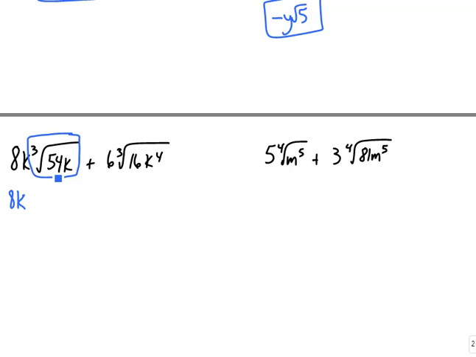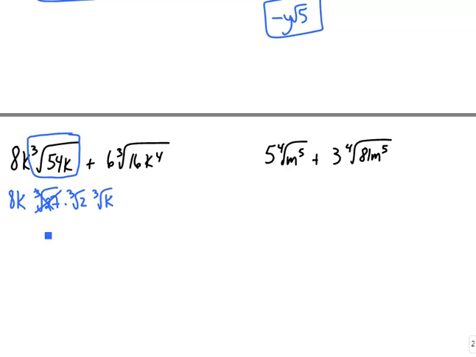Now this time we are talking about a cube root, so we need to think about those perfect cubes. 2 cubed is 8. 8 does not go into 54. 3 cubed is 27. 27 does divide into 54. 27 times 2 is 54. So this radical can be reduced by breaking it up into the cube root of 27 times the cube root of 2, and I'm going to leave that cube root of k under its own radical.